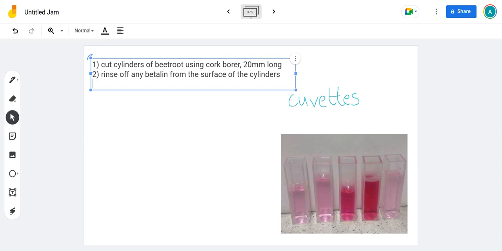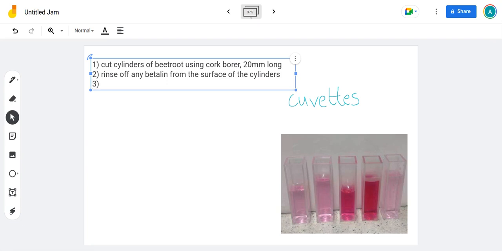Okay, so we're making sure our results are valid. So we're making sure that we're only measuring what we want to measure, we're only measuring the pigment that comes out during our experiment.